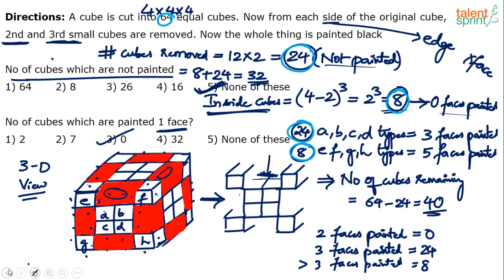So I quickly summarize. Number of cubes which are not painted at all, 32, because 8 inside cubes are not painted and 24 cubes which are removed are not painted. Number of cubes which are painted only on one face are 0 because there won't exist any such cube. Number of cubes that are painted on 2 faces are 0. Number of cubes that are painted on 3 faces are 24. Number of cubes that are painted on more than 3 faces are 8.